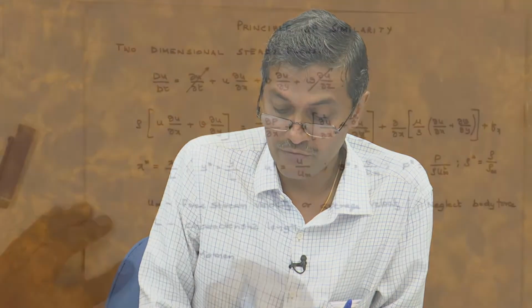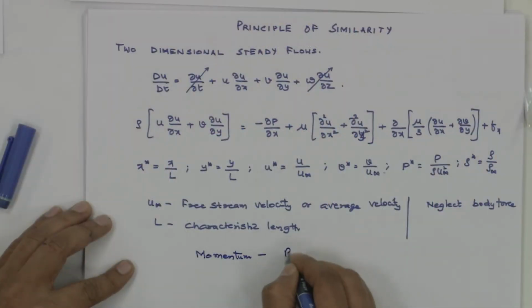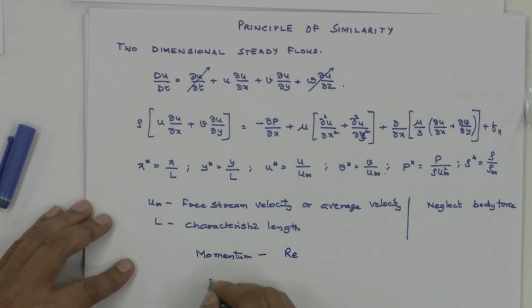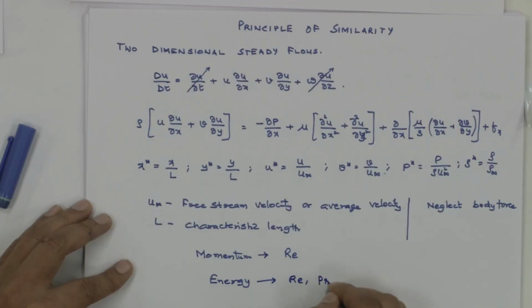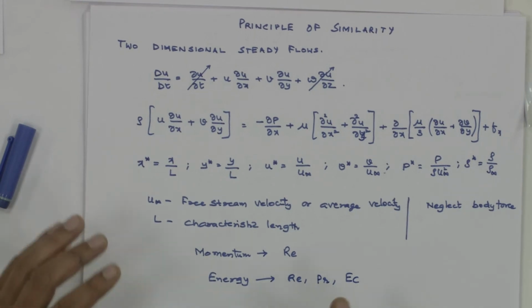I think we will stop this module here and continue the principle of similarity in the next module. We will realize that when we non-dimensionalize the momentum equation, we end up with a non-dimensional number, the Reynolds number. When you non-dimensionalize the energy equation, you end up with the Reynolds number, Prandtl number, and Eckert number. What is the physical significance of each of those, and how do we get them? We shall do it in the next module.